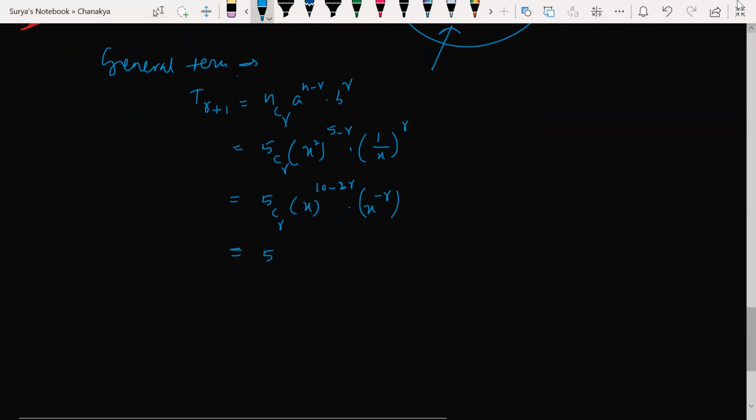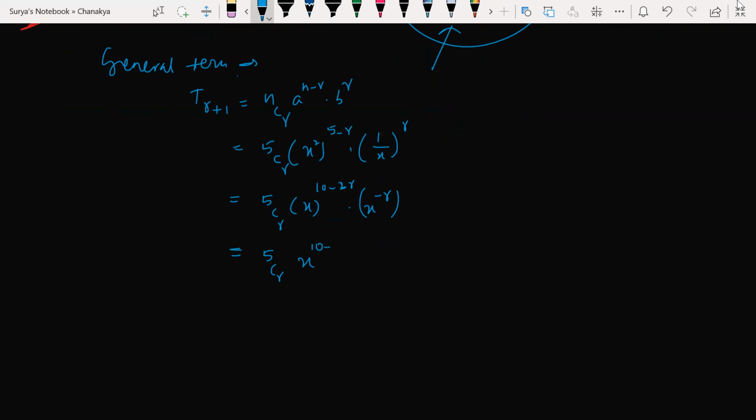So now here the bases are the same. Can I add the powers? 10 minus 2r minus r. Correct? Isn't it, people? 5Cr into x to the power of 10 minus 3r. Hope it is clear.